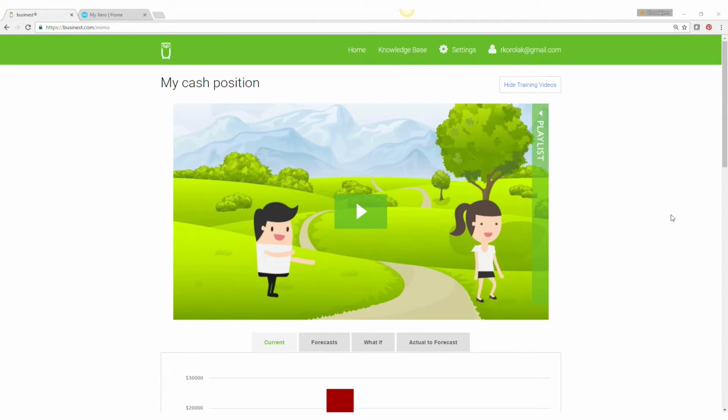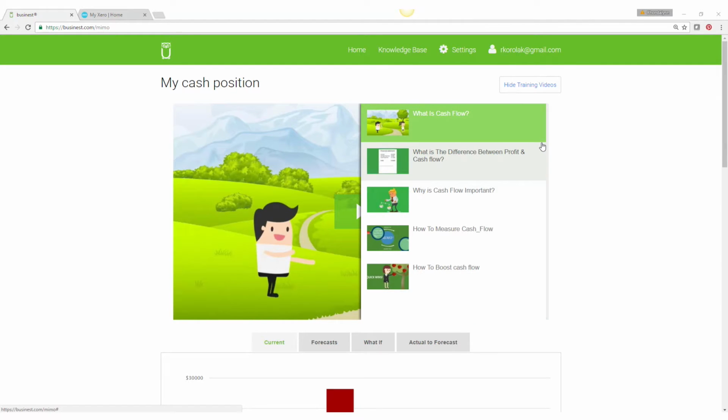The first thing that you'll notice once you have clicked on the link in the previous video to show your cash position is you will be brought to this My Cash Position dashboard. Rather than delving straight into the graphs and the KPIs and your cash flow, what we want to do first and foremost is give you a series of 5 important videos. You can view those videos in succession by just clicking on the playlist along the side here.